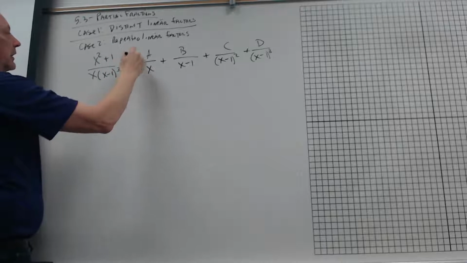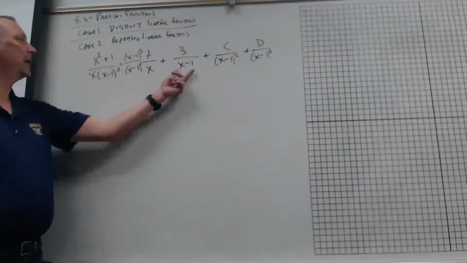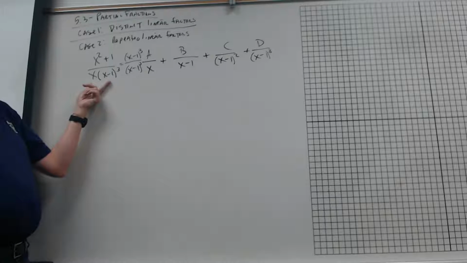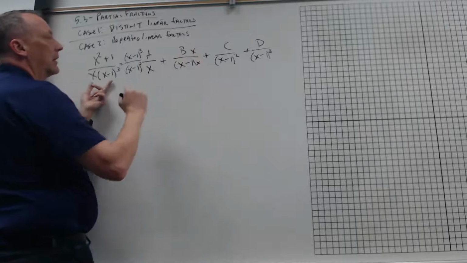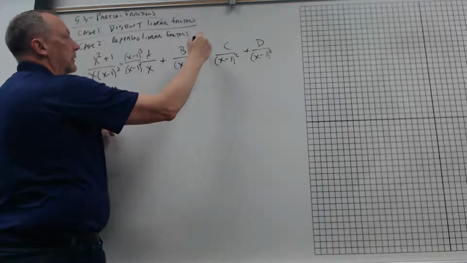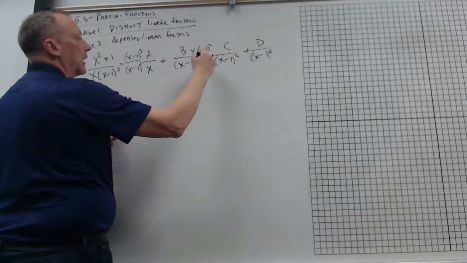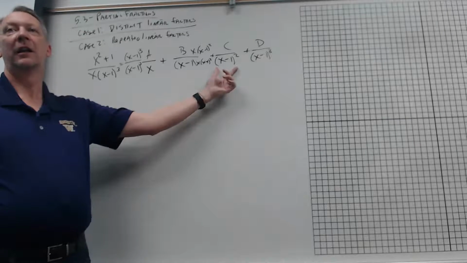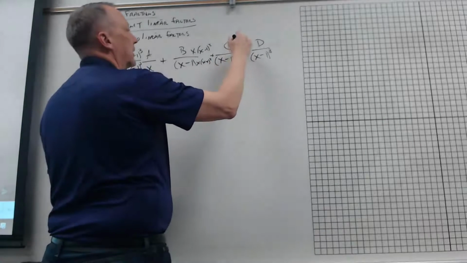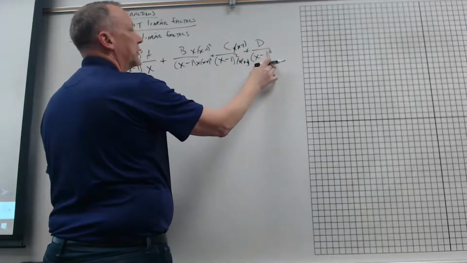X minus 1 cubed, right? What do I multiply this by to get that? X. X and X. X minus 1 squared, right? What do you multiply this one by? X minus 1. And this one? Just plain old x over x. Okay?